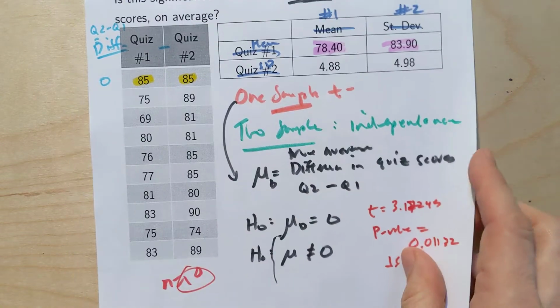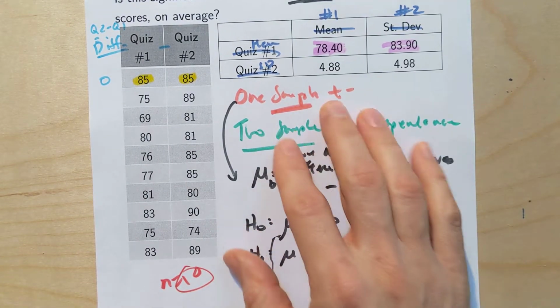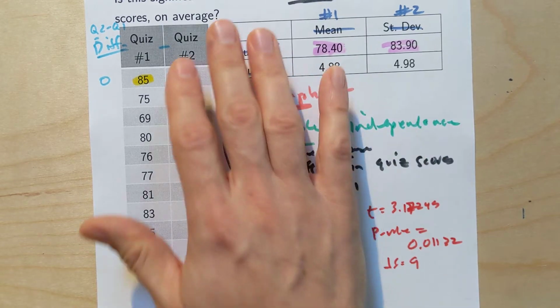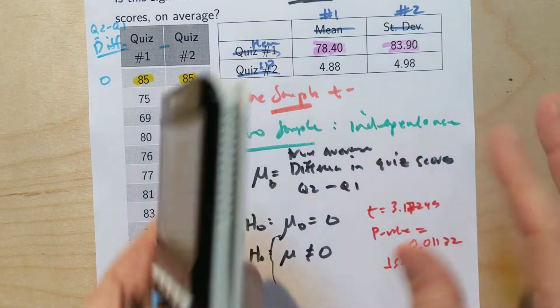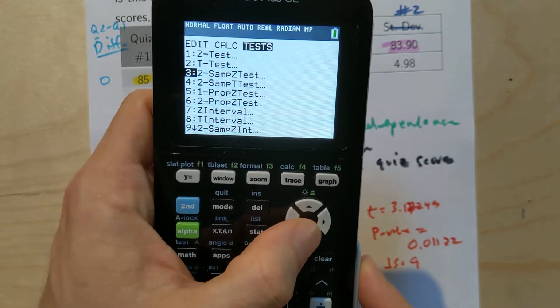This p-value is pretty small. We'd probably reject the null hypothesis if we used a 5% level of significance, but we skipped a step, and that step was checking the conditions. And I want to go back and think about the conditions in just a second. But go ahead, let's first just see what we would have gotten if we did a two sample t-test.